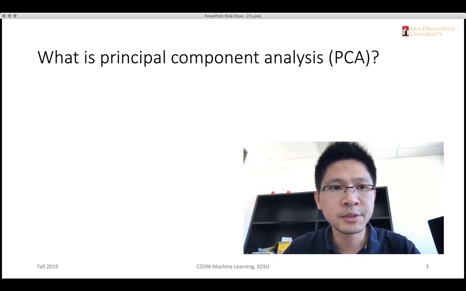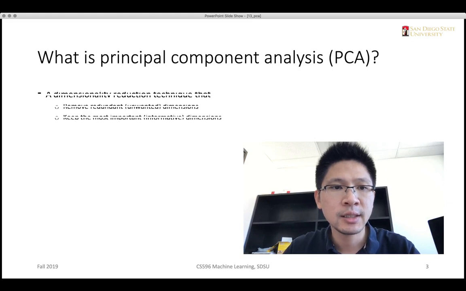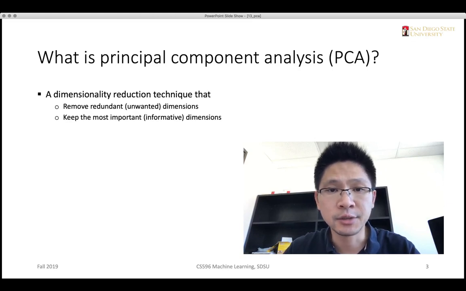So basically speaking, PCA is a dimensionality reduction technique. So it can help remove the redundancy or redundant dimensions in your data, and as a result, the most important dimensions are kept or reserved in your data sets. Okay, so it is a technique that usually applies to high dimension data.